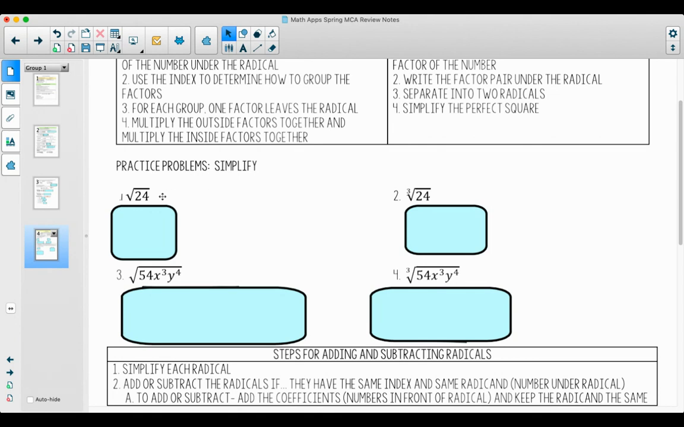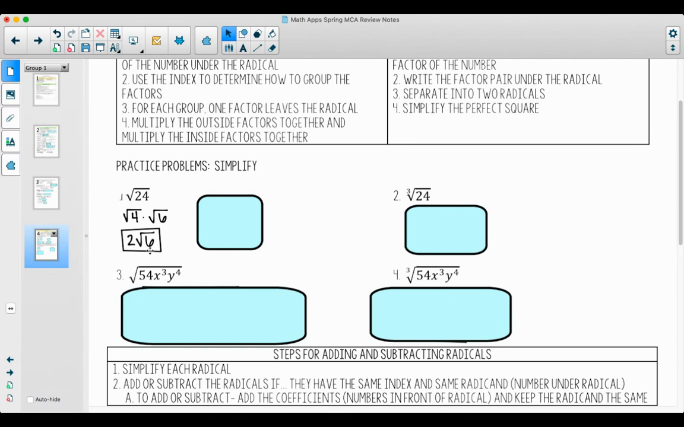So in practice problem number 1, we have the square root of 24. So I decided to rewrite it as 4 times 6, or the square root of 4 times the square root of 6. The square root of 4 is just the number 2, and then we carry down the square root 6 because there's nothing we can do to simplify that.